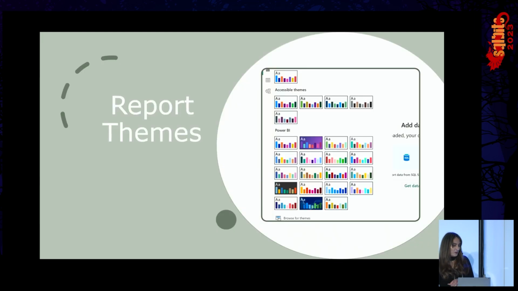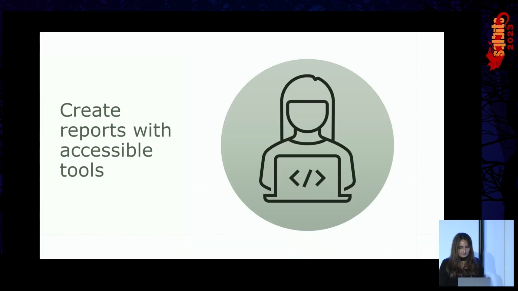Next, I'm going to go on to report themes. So Power BI has recently come out with some accessible themes as well. These are all compliant to the WCAG standards and comply with 4.5:1 colorblind friendly ratios as well. So again, even if you're just curious, having to play around with it to understand what it means to have accessible color design, I think, is a really easy way just to get started with accessibility.